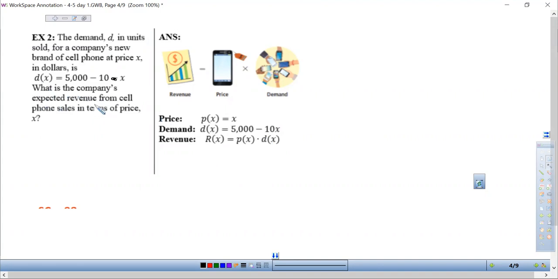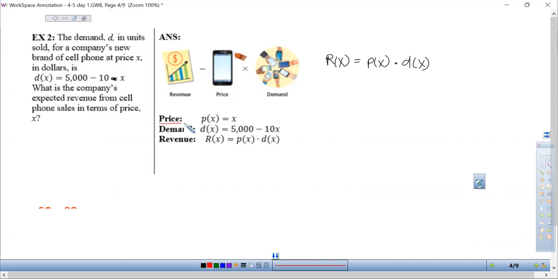So what is the company's expected revenue from cell phone sales in terms of price X? So our price is P of X, that's the number X. And the demand function is D of X equals 5,000 minus 10X. And revenue, capital R of X, is the price times the demand. Okay, so revenue is price times demand. So they want us to find the expected revenue. So they want us to find R of X if we know P of X and we know D of X. So we know the demand and we know the price.